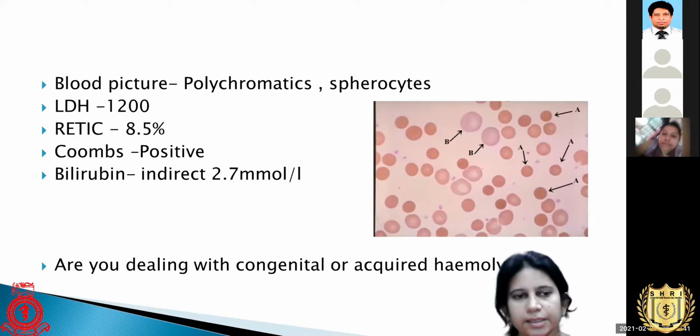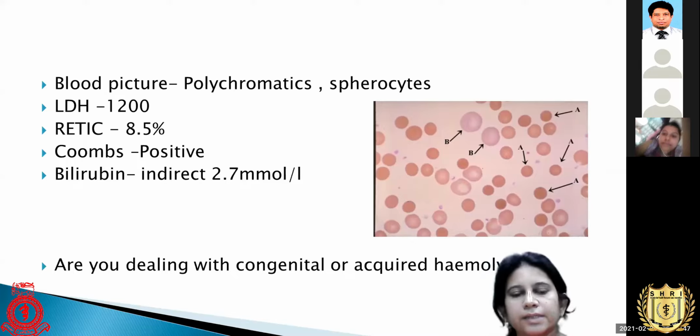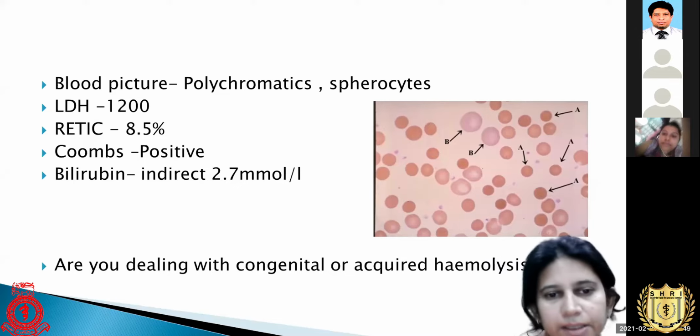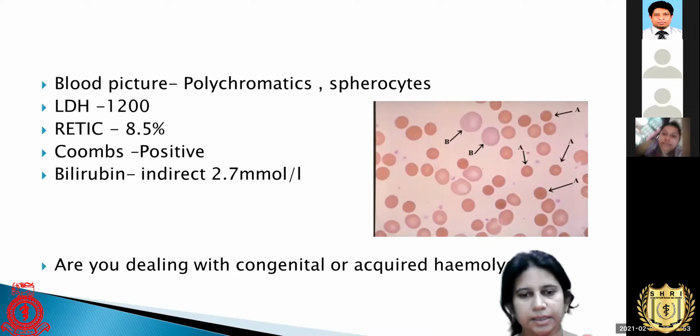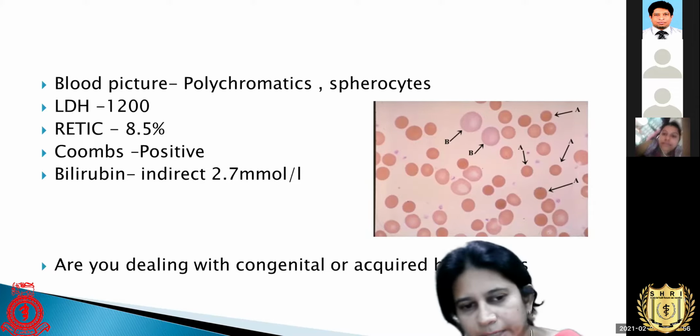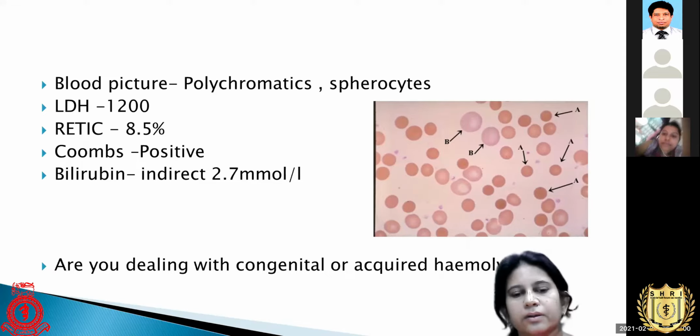Again, in this patient, LDH high, retic count very high, and Coombs positive, indirect bilirubin levels high. So you have a diagnosis here. You are dealing with a hemolytic anemia. So is it congenital or acquired? You go back to the history and see whether the history is recent onset or a long-term history. And in the investigations, this is a positive test, indicating that you are dealing with an acquired hemolytic anemia.